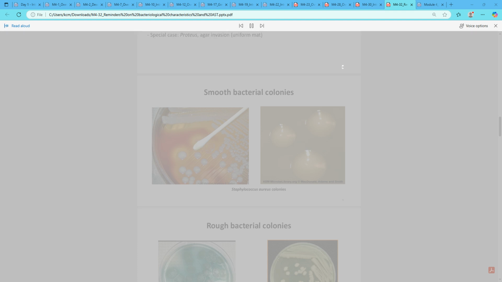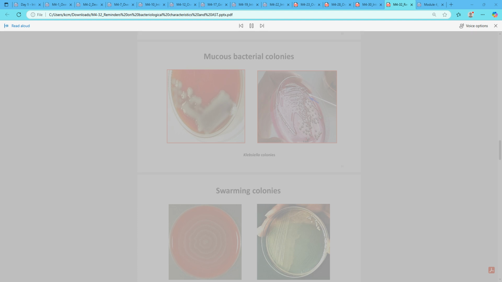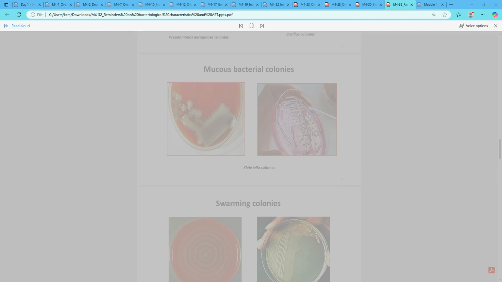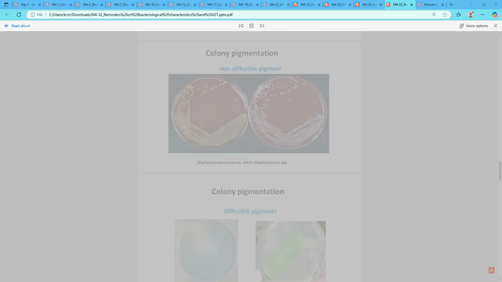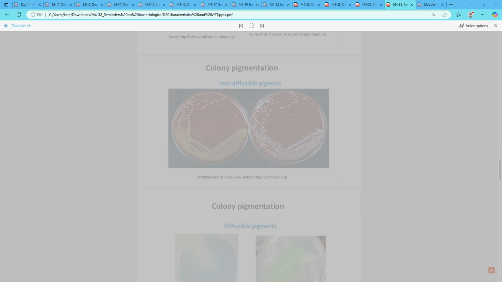Smooth bacterial colonies: Staphylococcus aureus colonies. Rough bacterial colonies: Pseudomonas aeruginosa colonies, Bacillus colonies. Mucoid bacterial colonies: Klebsiella colonies. Swarming colonies: swarming Proteus culture on blood agar, and culture of Proteus on nutrient agar medium.